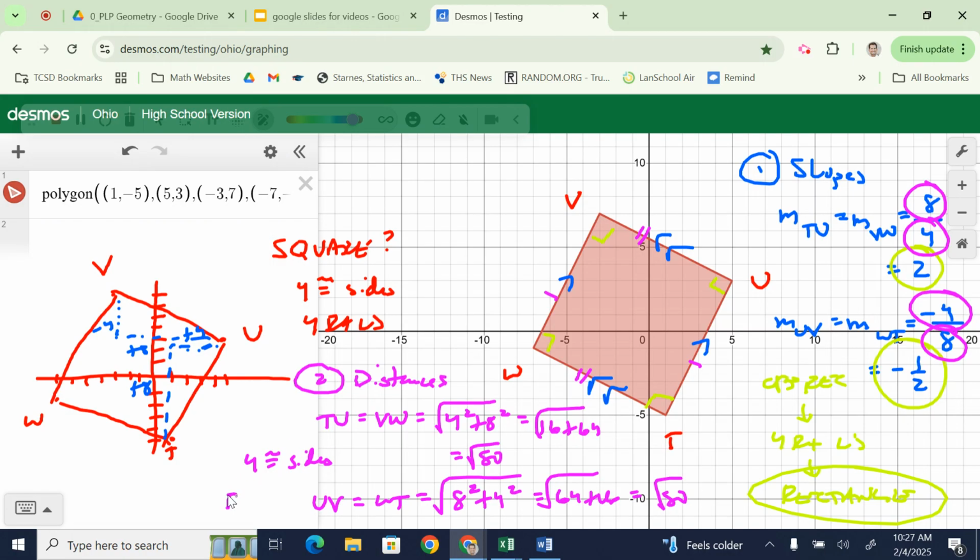If you have 4 congruent sides, that makes you a rhombus. And now, if you are a rectangle, and if you are a rhombus, then your final answer is square. This is a square. So this is how you do every problem. Graph it, find the slopes, find the side lengths, and then determine are you a rectangle, are you a rhombus, and if you're both, then you're a square.